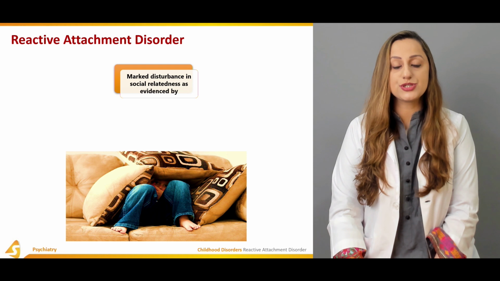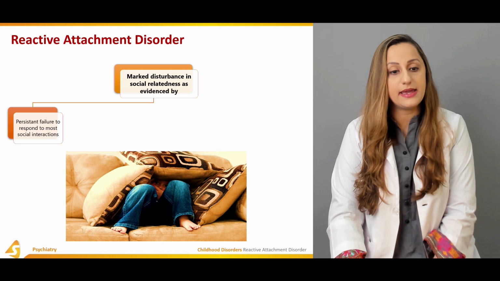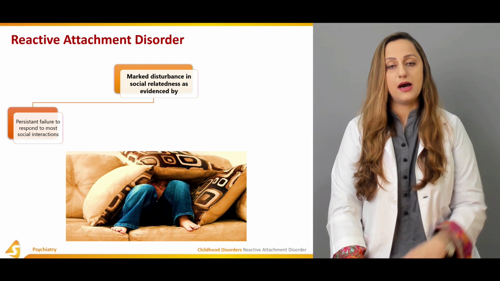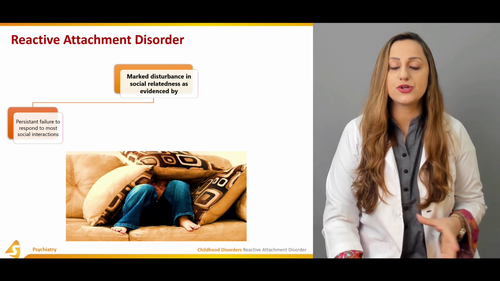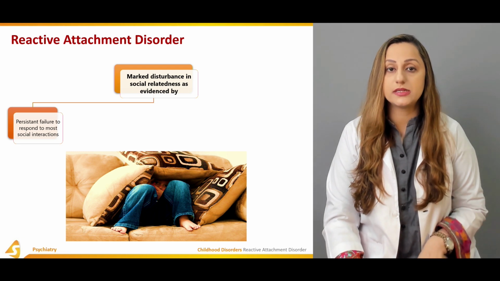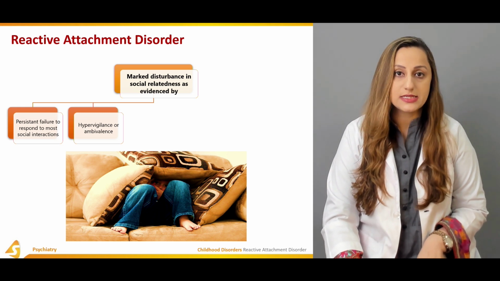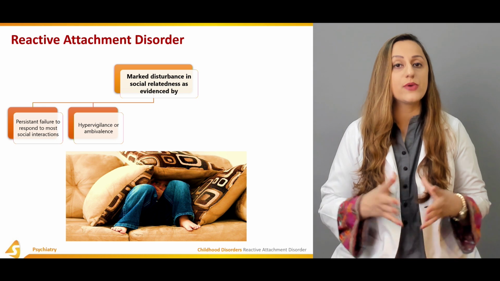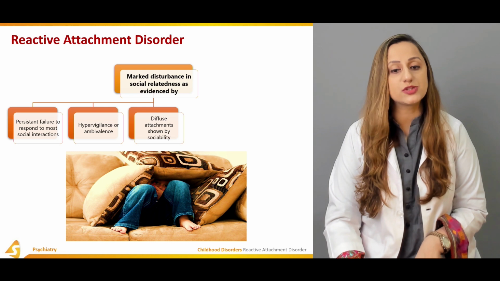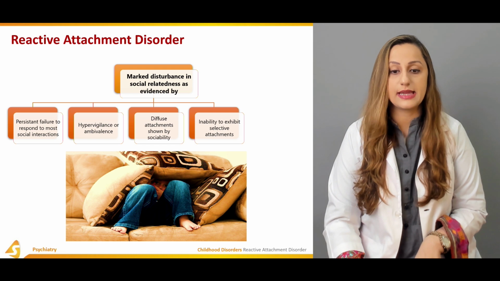In reactive attachment disorder, there's a marked disturbance in social relatedness, as evidenced by the persistent failure to respond to most social interactions. So one should know how to cater to or deal with these social interactions. Having no social interactions is going to hinder the individual's life greatly. Hypervigilance or ambivalence is sometimes observed, that is, aggressive behavior is observed primarily in these individuals. And then we have the diffused attachments, shown by sociability. The inability to exhibit selective attachments is again very important here.